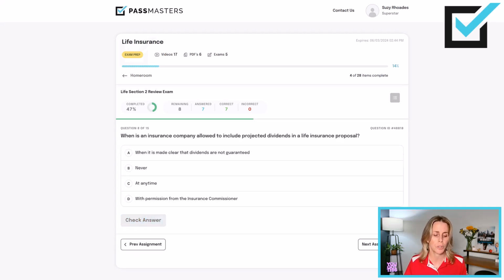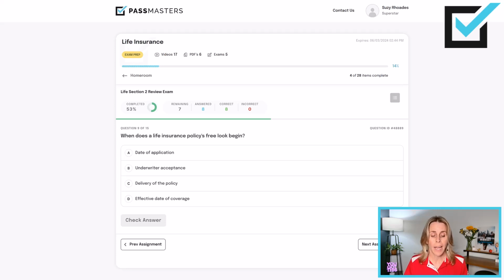When is an insurance company allowed to include projected dividends in a life insurance proposal? When it is made clear the dividends are not guaranteed, never, anytime, at any time, with permission from the insurance commissioner. Dividends may be paid by participating policies, but they may never be guaranteed. If it is a non-participating policy, then the policyholder will never get the dividend because it will be paid to the stockholder of that insurance company.